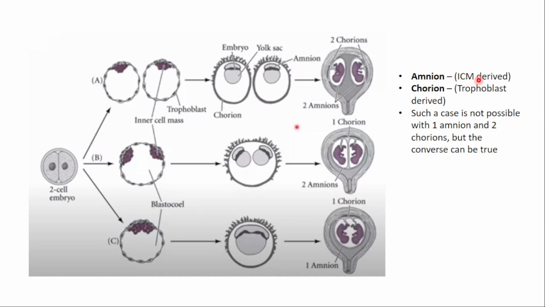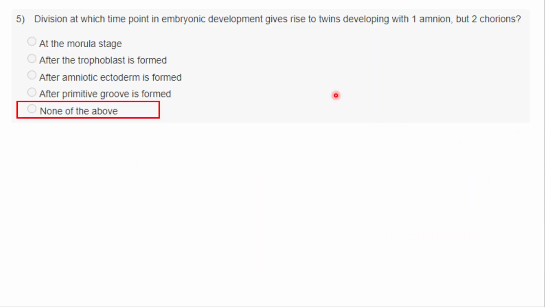So amnion is inner cell mass derived, chorion is trophoblast derived, and the question mentioned one amnion with two chorions. One amnion with two chorions would mean one inner cell mass with two different trophoblasts, which is practically not possible. That's why none of the above is the correct option. So such a case is not possible. Division at any time point will not give us an embryo with one amnion but two chorions.